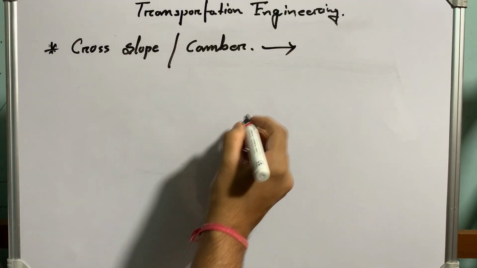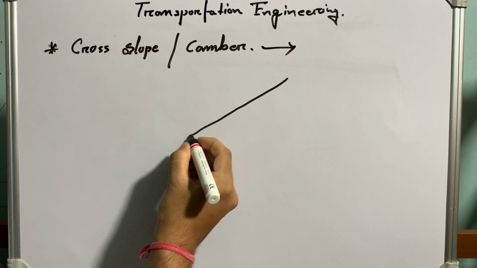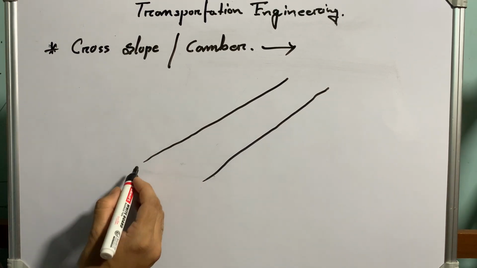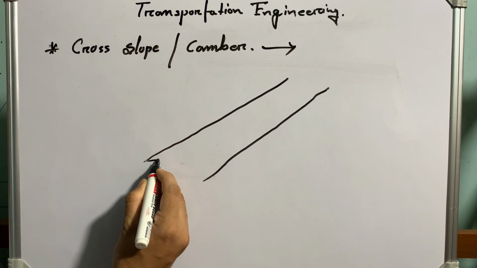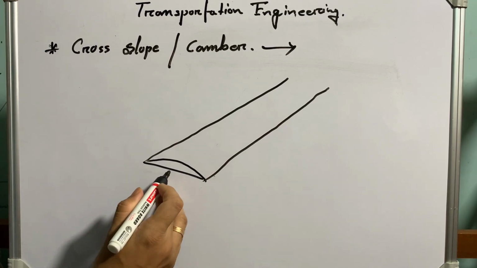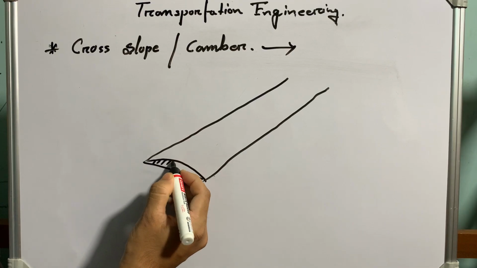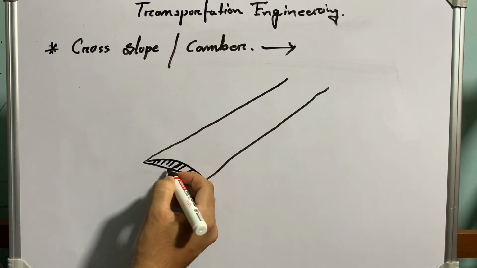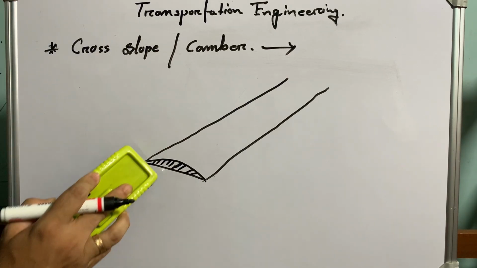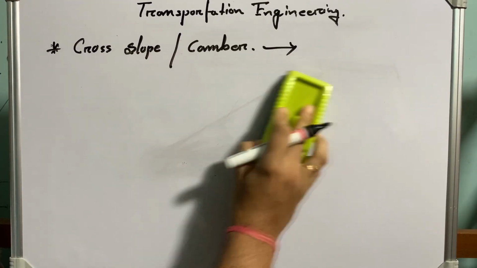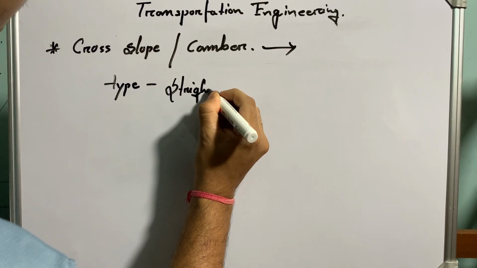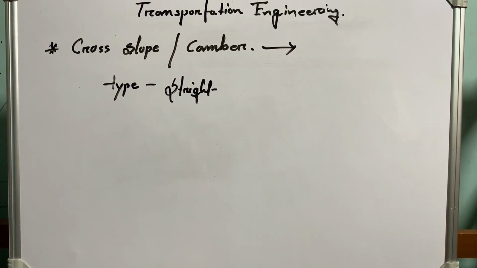Camber is generally, let me draw it first. Let me draw what actually a camber is. Suppose this is a road. If we cut the road cross section wise, we will get this elevation, and this cross section part is generally camber. Camber usually may be circular or straight. Let's come to types, the first one is straight.